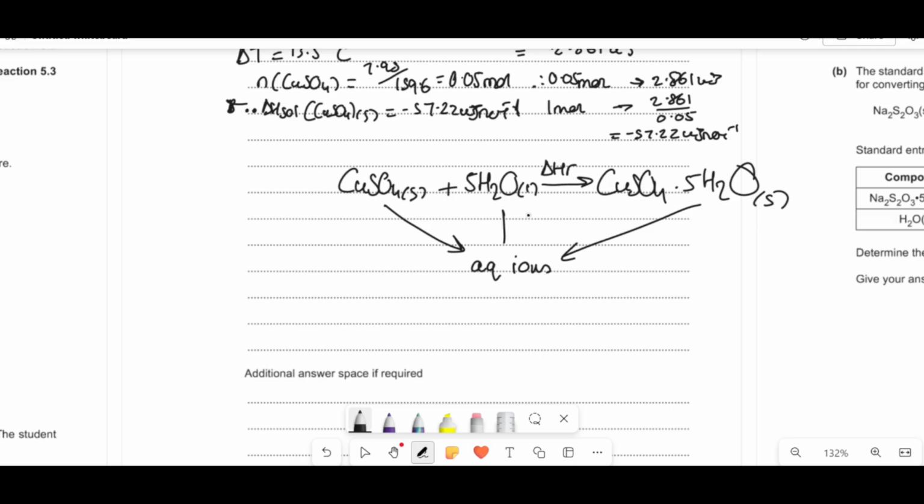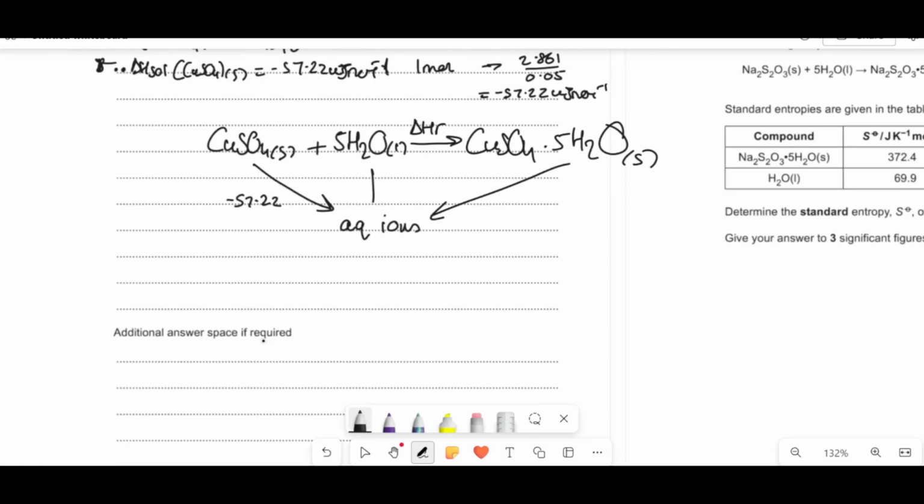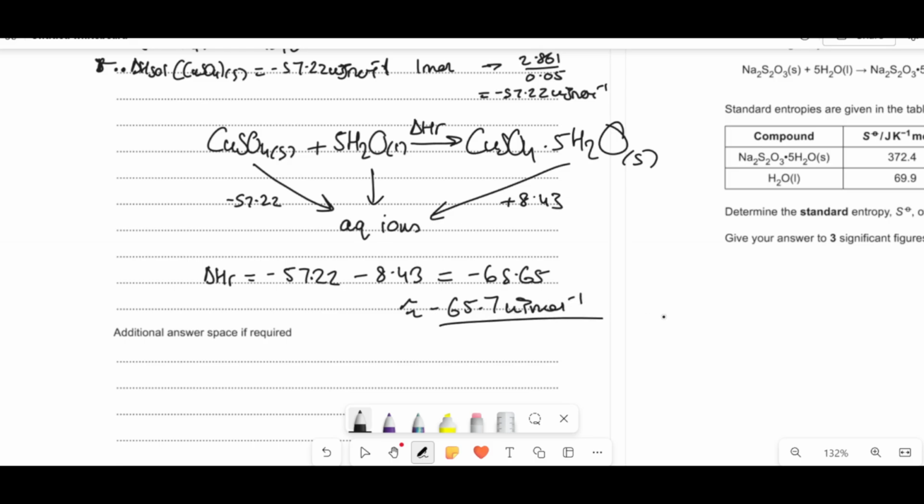So now we've just made a Hess's law cycle, because if we're going down here, we need to label that enthalpy change. That's minus 57.22. And for this arrow, that was 8.43, so plus 8.43. Hess's law says if you start and finish at the same place, the enthalpy change will equal the other route. So that means delta HR would equal, following this arrow, minus 57.22, and then we're going against this one, so minus 8.43, which is minus 65.65, roughly minus 65.7 kilojoules per mole. There you go.